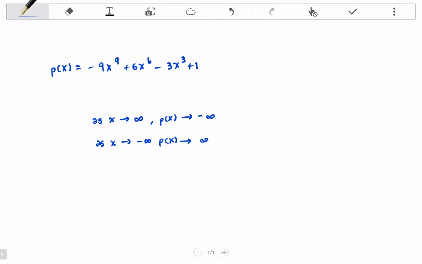Okay. So he gave as x approaches infinity, p of x approaches negative infinity, and as x approaches negative infinity, p of x approaches infinity. Did everybody else get this? I got the same. Okay, nice. Okay, then let's just move on, I guess. The next question is p of x is 3x to the fourth minus 5x cubed minus 2x squared plus x minus 18.